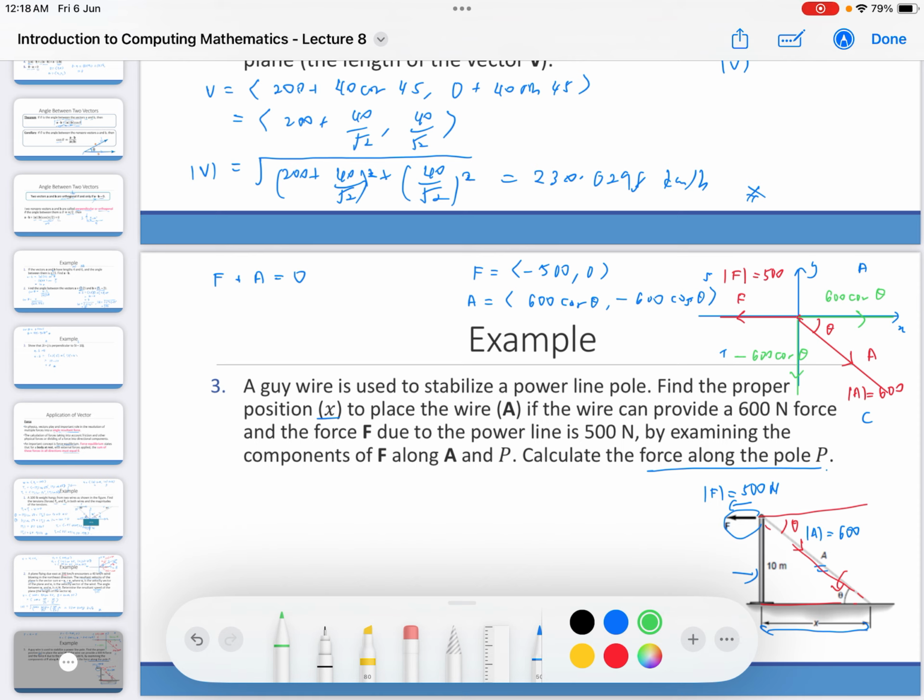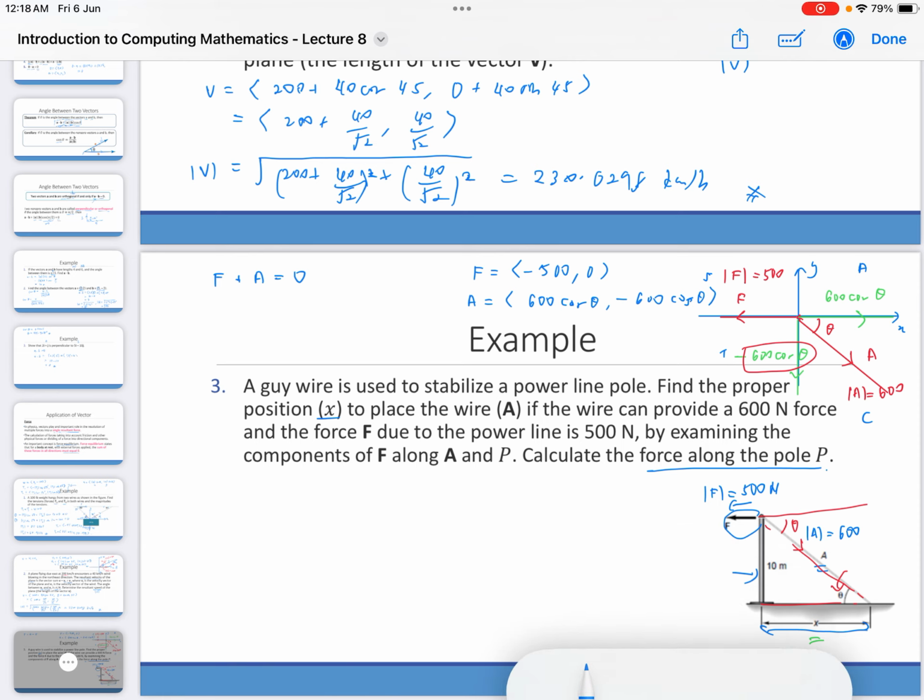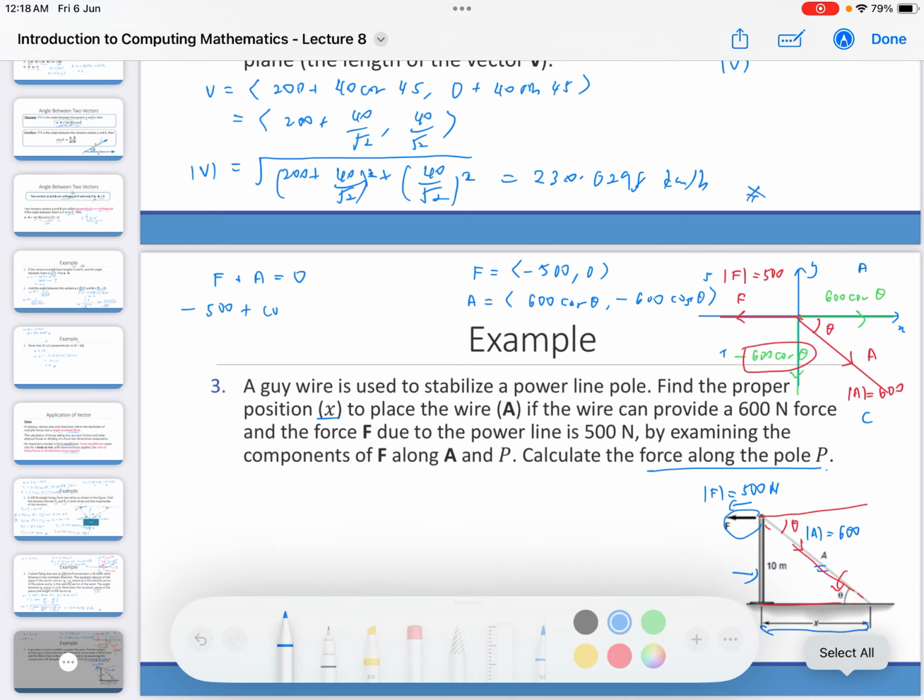The question asks about the value of x, and second asks about the force along the pole P. The force along the pole P is actually this value, 600 cos theta, so we want the magnitude of this 600 cos theta. First we have to find x. To find x, we use F plus A equals 0, the total force equals 0. So we add the x components.